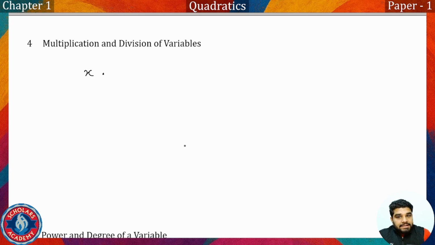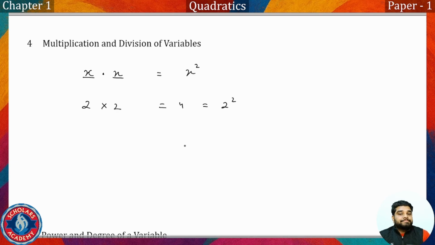So x times x, I'm multiplying these two. So for an example, if I do 2 times 2, I get 4. I also write it as 2 raised to power 2. So similarly, for multiplication, if I am writing x times x, I will write it as x to the power 2.